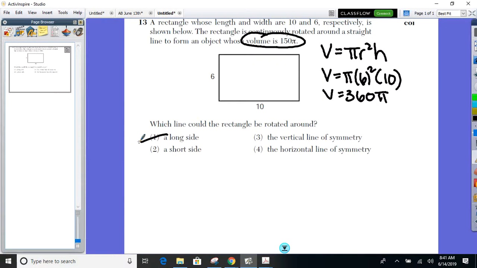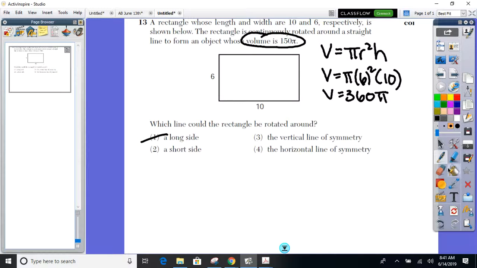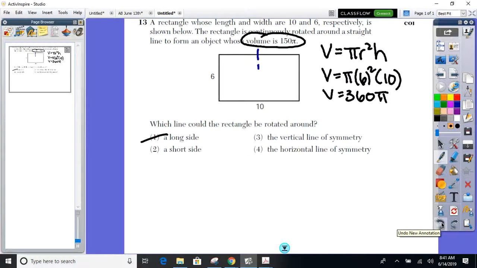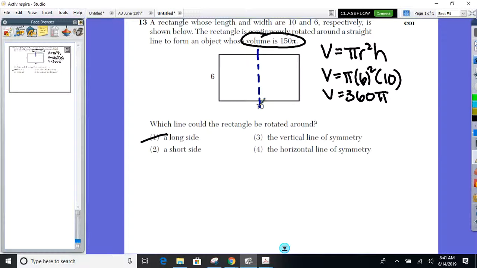Now how do my numbers change? What's the 6 going to be? Height. And now what's my radius? 10 squared. Now I have no idea what that ended up being, but now let's go to the vertical line of symmetry. Now you're going to rotate it around this line right here. What's your height now? 6, but now be careful, because what's your radius now? 5. And then the same would be true if I did the horizontal line. Height would be 10, radius would be 3. So I test all those values out, see which one gives me 150 pi.